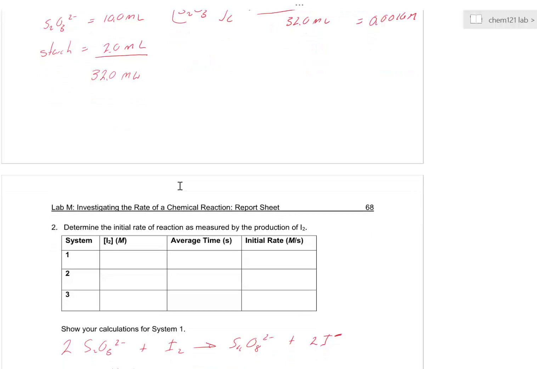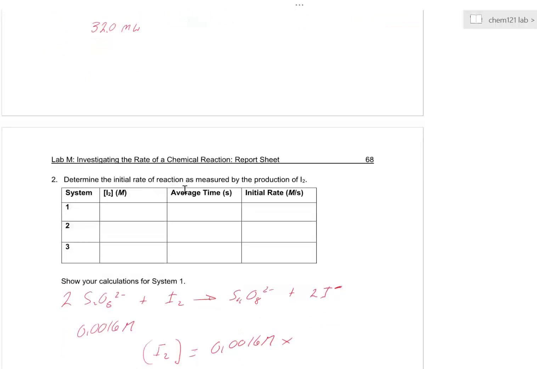You will also need to, of course, complete this table. And the idea is that in order to calculate the initial rate, we need to know what the iodine concentration was at the time that the blue color appeared. This concentration is dictated by the amount of thiosulfate that we added. Now we've already calculated what the thiosulfate concentration was at the very beginning of the experiment. I've repeated that value right here.